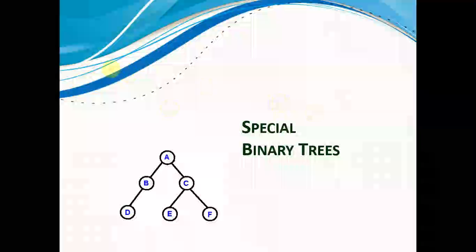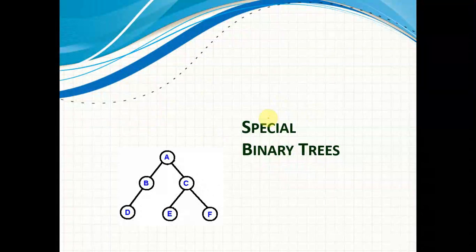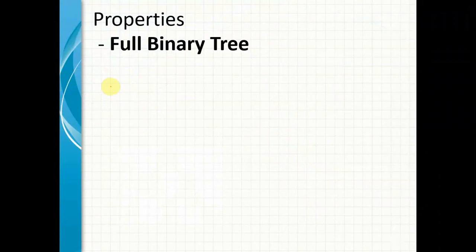Let's see some special binary trees. They will help us to think about how the nodes should be organized so that we have the desired property of the data structure. First of all, it's a full binary tree.